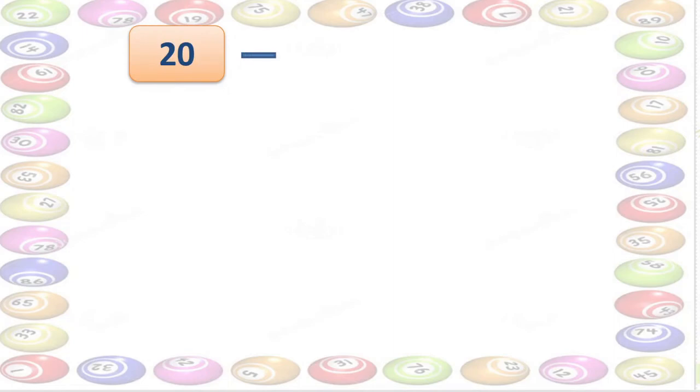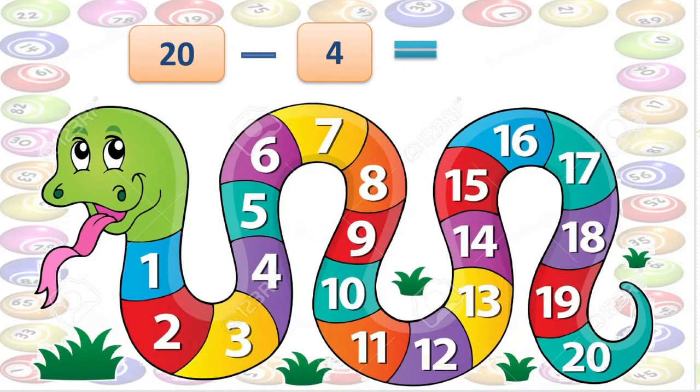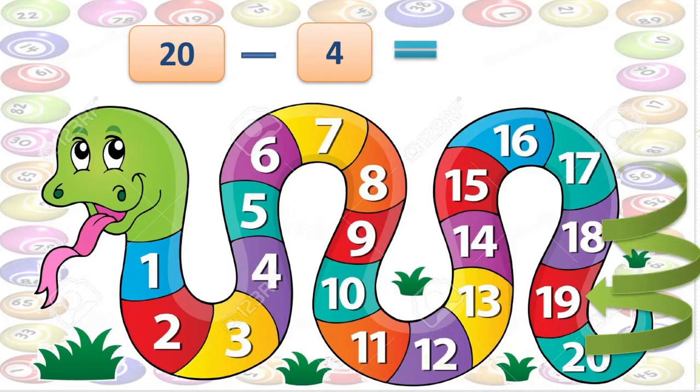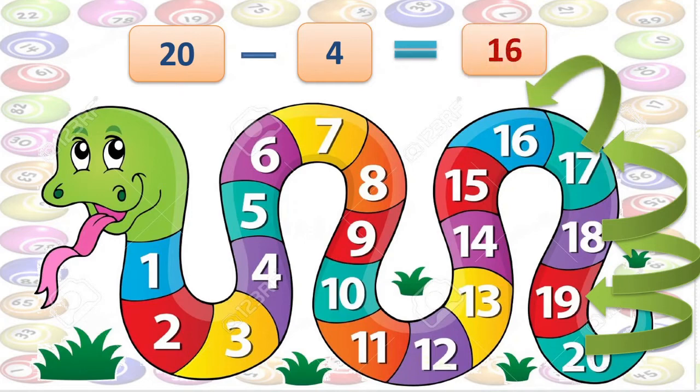Right? Now 20 minus 4 is equal to how much? Yes dear children, from 20 we will count backward 4 numbers. See this. This is 1 number, 2nd, 3rd and this is 4th. So we got 16 as our answer. Right? Okay.